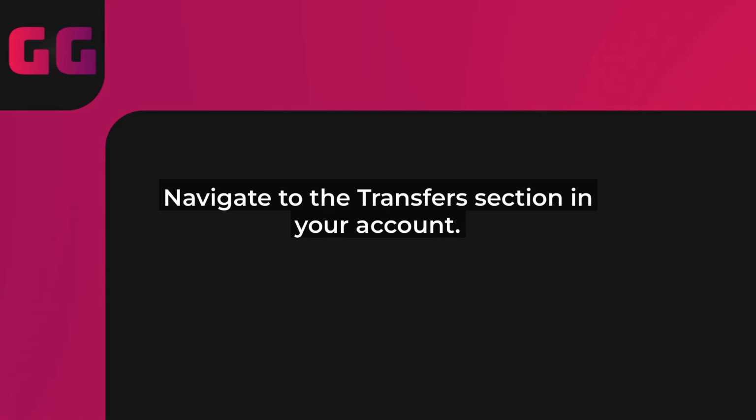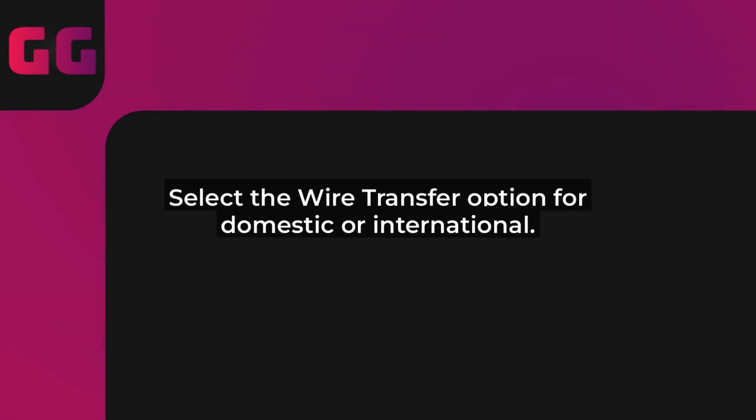Next, select the Wire Transfer option. Capital One makes this straightforward, with choices for domestic or international transfers. If it's international, you'll need details like the recipient's SWIFT code, bank name, and account number, so have that info ready. Now, enter the recipient's details carefully.